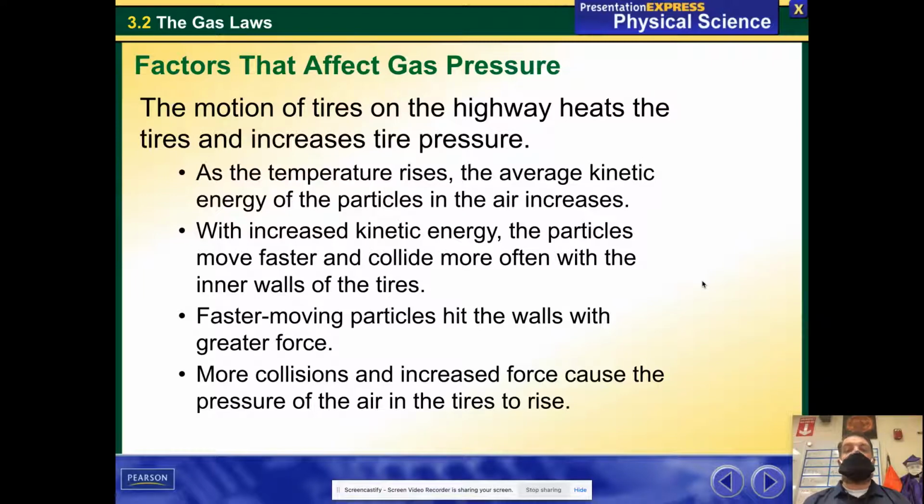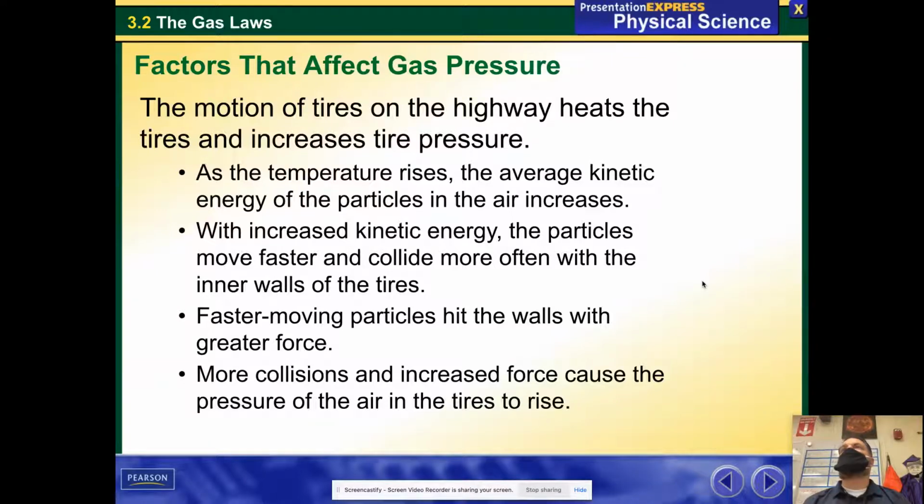As the temperature rises, the average kinetic energy of the particles also increases. With an increase in kinetic energy, the particles move faster and collide more often with the inner walls of the tire. Faster moving particles hit the walls with a greater force. More collisions and increased force cause the pressure of the air in the tires to rise. Okay? So there's that relationship again of heat energy and kinetic energy.